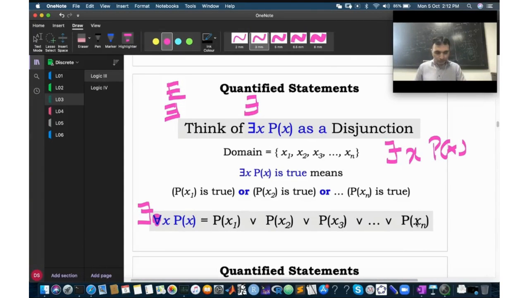So it doesn't necessarily matter that more than one x is true, because if even one of them is true, then we don't care about the rest. Yeah, perfect. That's exactly what I mean.